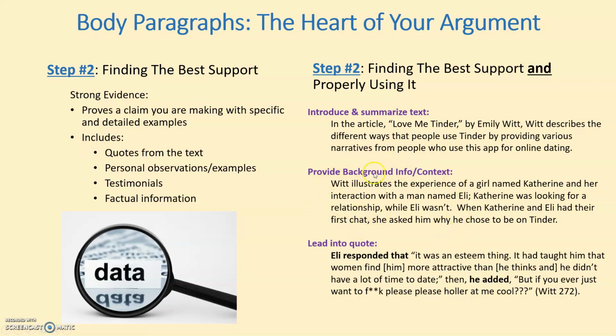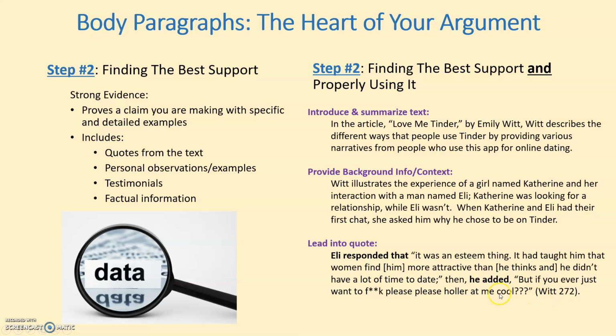Over here, another student writing says, Witt illustrates the experience of a girl named Catherine and her interaction with a man named Eli. Catherine was looking for a relationship while Eli wasn't. When Catherine and Eli had their first chat, she asked him why he chose to be on Tinder. I'm setting up the quotation here because I'm about to quote this next part. Eli responded that it was an esteem thing and had taught him that women find him more attractive than he thinks, and he didn't have a lot of time to date. Then he added, but if you ever just want to bloop, please holler at me, cool?